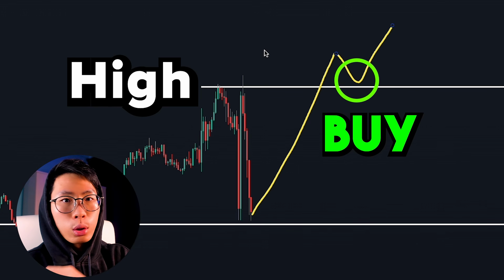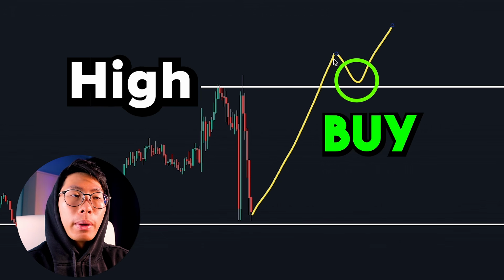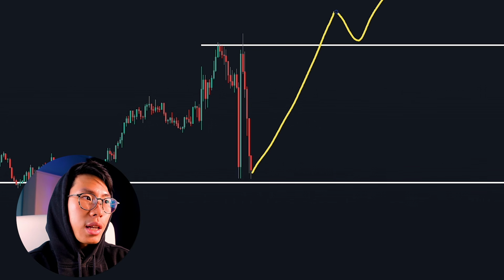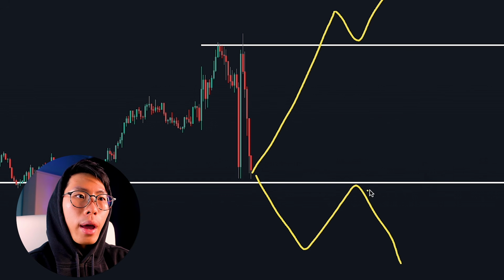So right now, these are the two scenarios that can happen. Price can either break past this high and go back up. In that case, you want to wait for price to pull back and then enter for a buy. Or price breaks through the last higher low, comes back up to retest this level and then goes back down. That is when you enter for a sell.